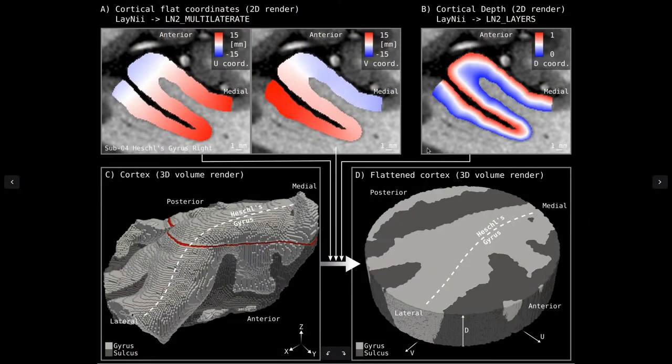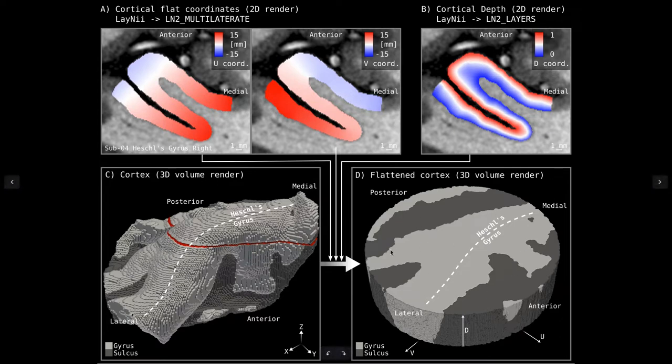You might remember that at the beginning of the tutorials, we looked at the LN2 layers program of LayNii, which was computing the cortical depths. Then we had a look at the LN2 multilaterate program, which was computing the U and the V coordinates that are orthogonal to the depth, so that they summarize the gray matter as a cortical surface. And what we finally want to do is to transform this folded cortical chunk into a flat one.